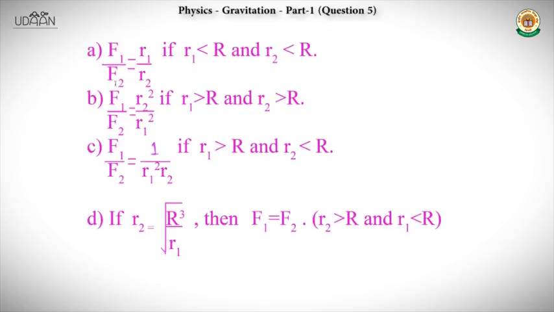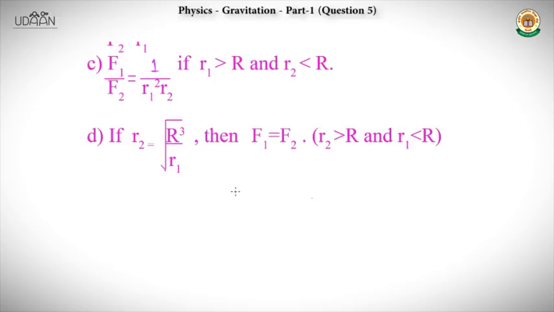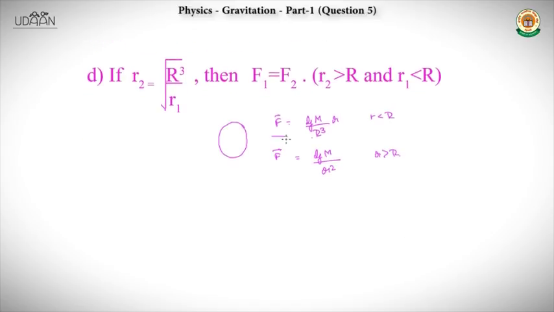See, the first option is F1 upon F2, and r is equal to r1 upon r2, where r1 and r2 are inside the sphere. So for this, first let's write the gravitational field due to a sphere. The field, I'm writing F as field over here, is equal to GM upon R cube into r for r less than R, and this is equivalent to GM upon r square, where r is greater than R. So in the first option, the points are inside the sphere. So therefore, we'll use this formula.